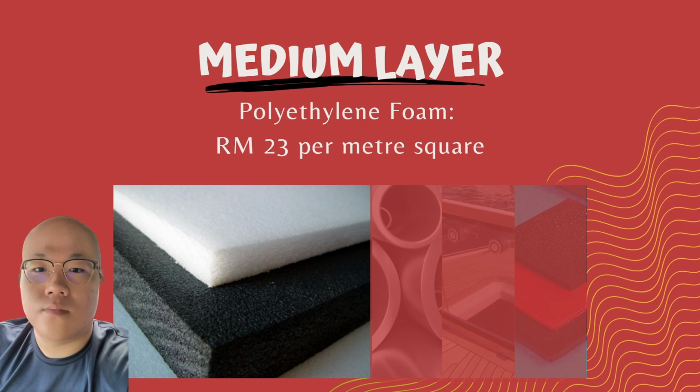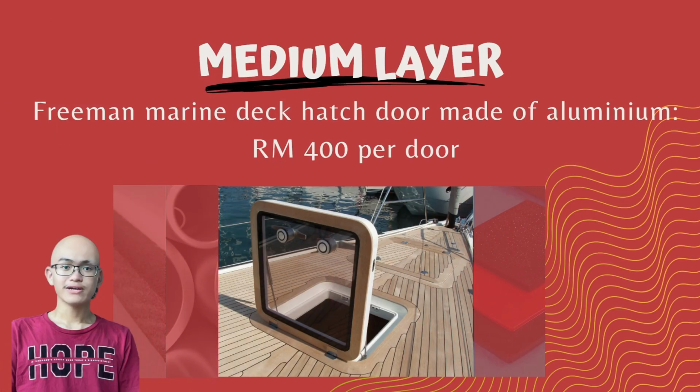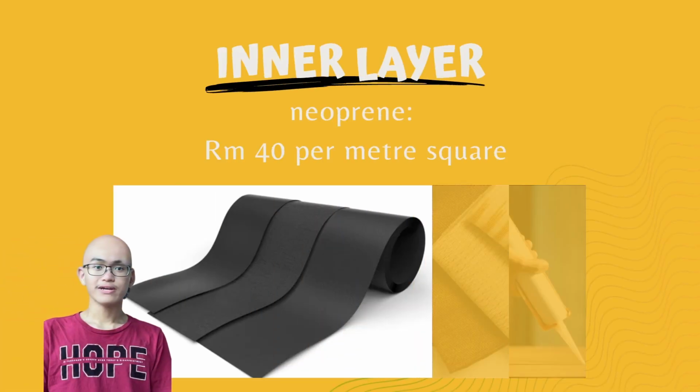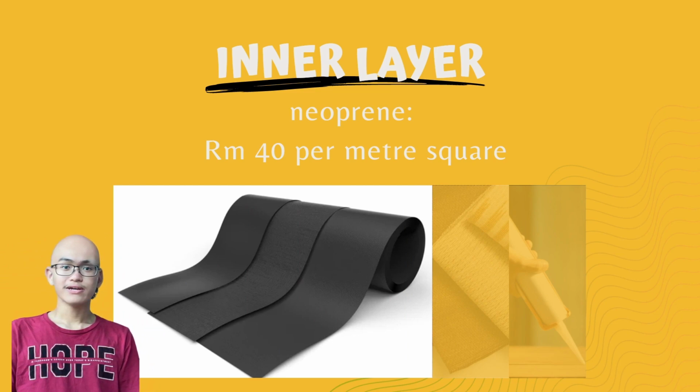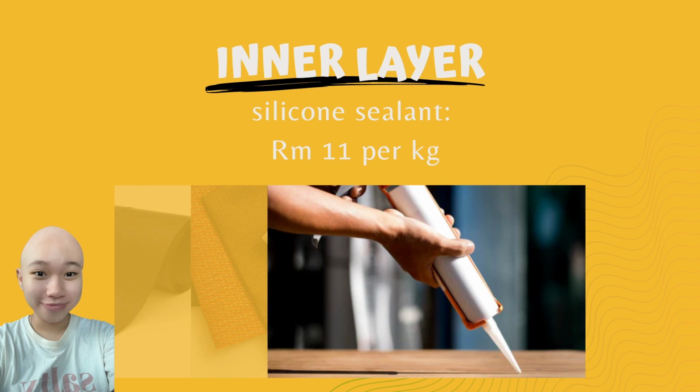For the medium layer, there is polyethylene foam which costs 53 ringgit per meter square. The second one is round steel tube beam frame, which is 23 ringgit per meter square. For the Freeman Marine Deck Hatch Door, it is made of aluminium and it is estimated to be around 400 ringgit per door. And also for the medium layer is Sorbothane, which is estimated to be around 45 ringgit per meter square. And then the inner layer is neoprene, which is around 40 ringgit per meter square. Next, the polyester and nylon used in our inner layer cost us 9 ringgit per meter square, while the silicone sealant will be 11 ringgit per kg.